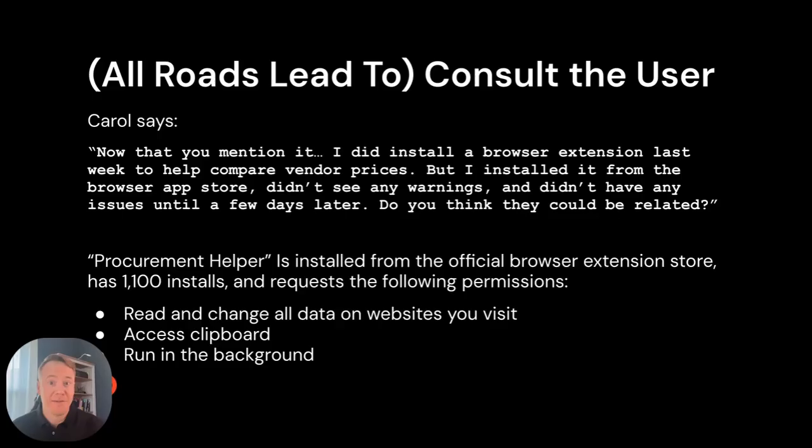So let's say we get back with Carol. And she says, you know what, now that you mention it, I did install a browser extension last week to help me compare vendor prices. Procurement Helper, it's called. But I installed it from the browser app store. Didn't get any warnings. Didn't see any issues until a few days later. Do you think maybe this could be related? Well, yes, Carol, I think it could be related. And if that's what you were thinking, then we're on the same page.